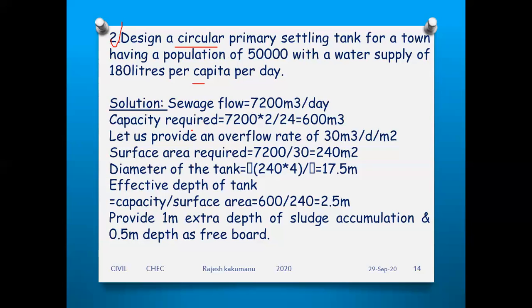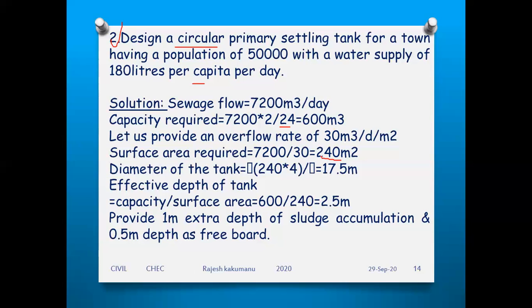Then what is the capacity required? 7,200 into detention time 2 divided by 24, that is 600 meter cube as usual. Next, let us provide an overflow rate of 30 meter cube per day per meter square. Therefore, the surface area is 7,200 divided by 30, that is equal to 240 meter square. What is the next one? Diameter of the tank.